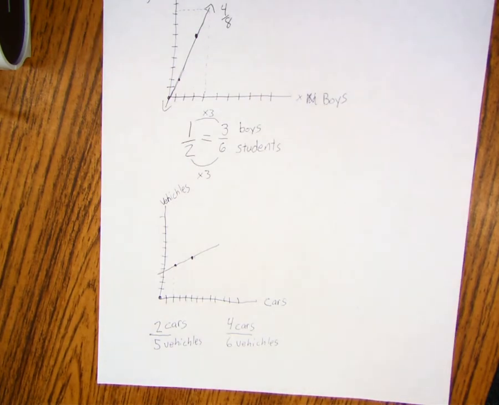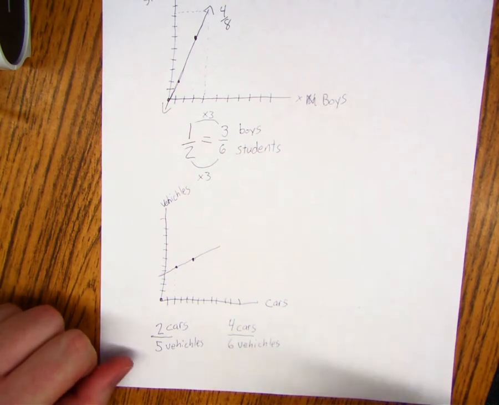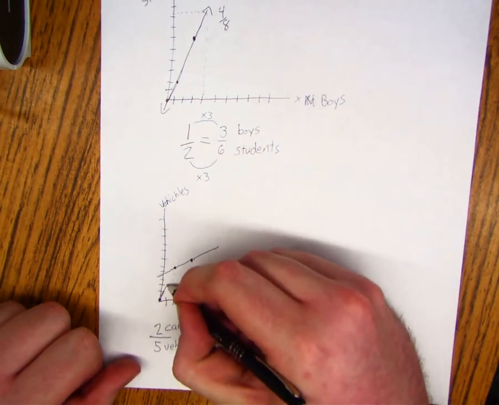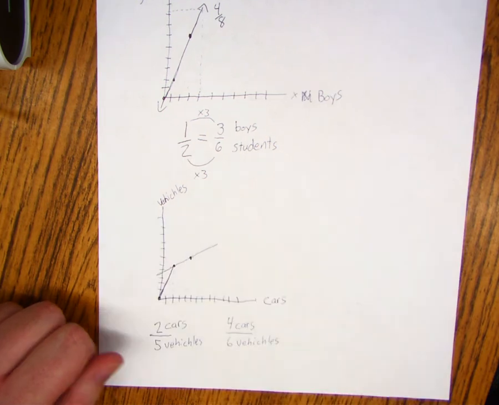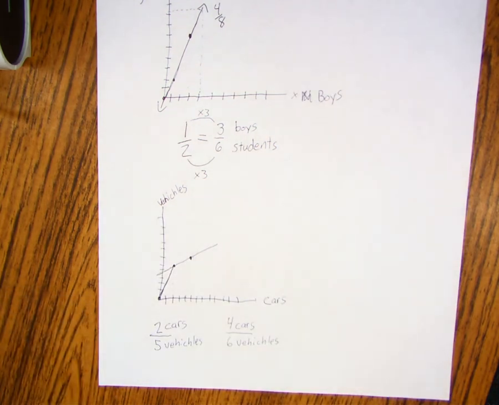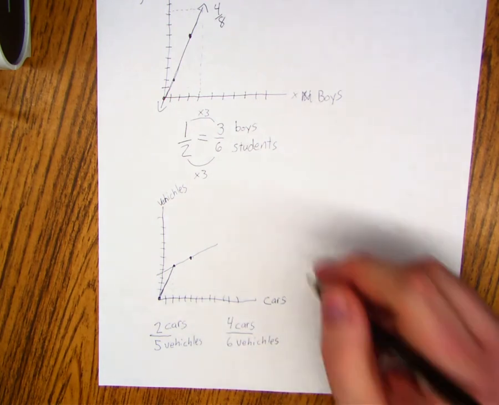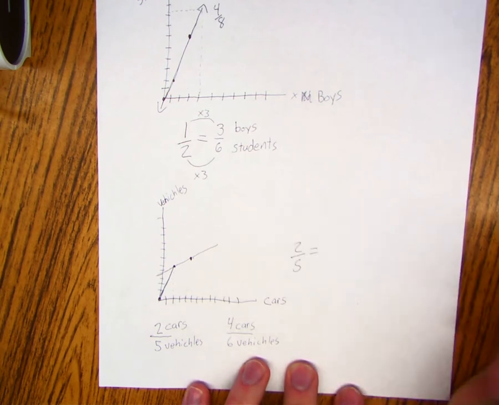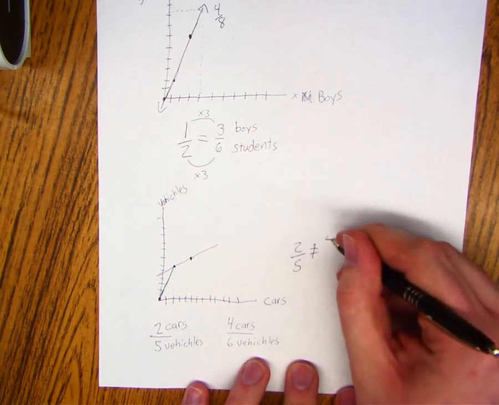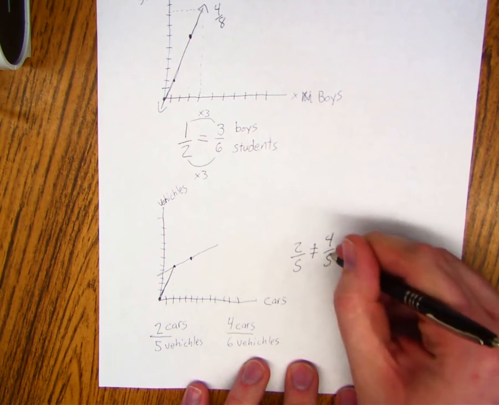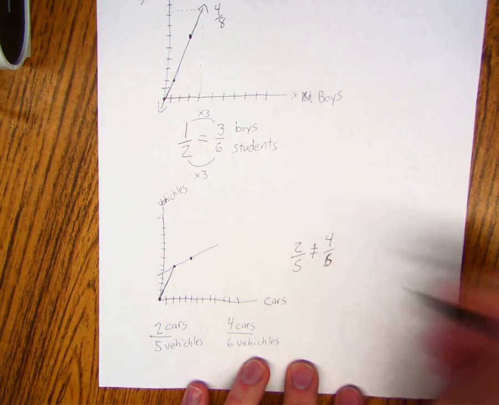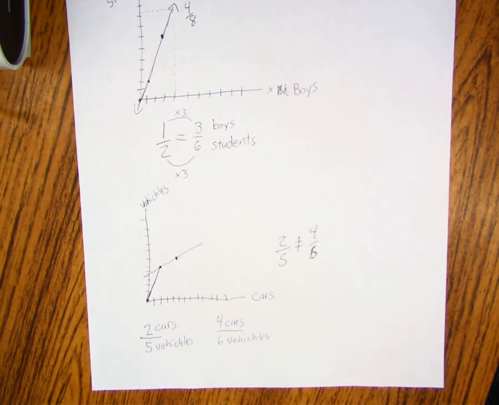So that's going to actually tell us then that what we have here is a pair of ratios that aren't equivalent. We don't have a direct proportion here. Because if we were to actually connect the origin to our closest point, we see that's a very non-straight line. So with this information we can say that 2 over 5, or 2 cars to 5 vehicles, is not equivalent to the night that we had 4 over 6. So we don't have a direct proportion, we don't have a direct relationship here.